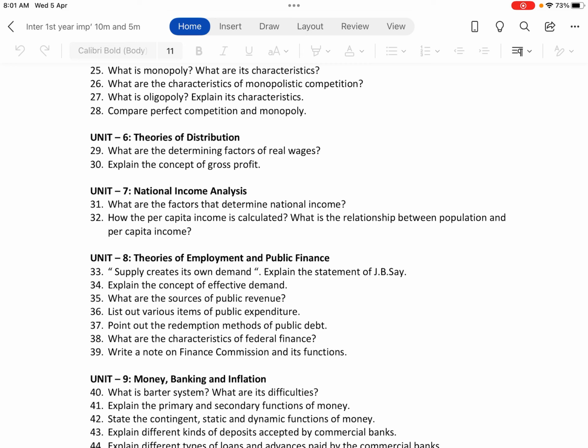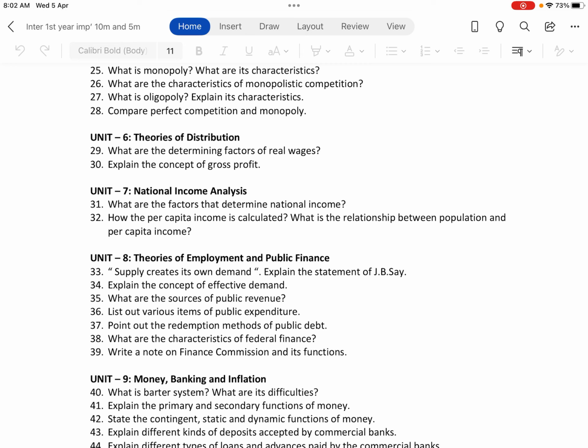So this question is already covered under 10 marks under Keynesian theory of employment. So part of it you have to explain, only the effective demand concept you have to explain in the 5 marks. And the 35th question is also a very frequently asked question in the board exam. That is, what are the sources of public revenue?